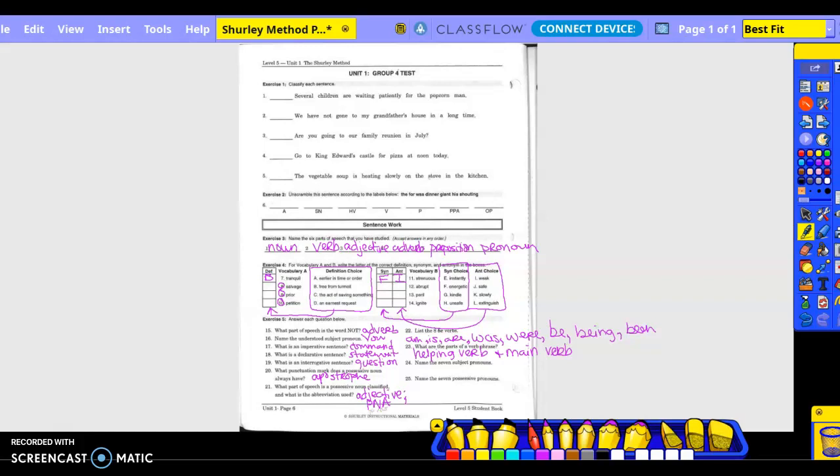Okay. Name the 7 subject pronouns. Let's start here. You is one of them, but I, we, think of the jingle, guys. I, we, he, she, it, you, they.